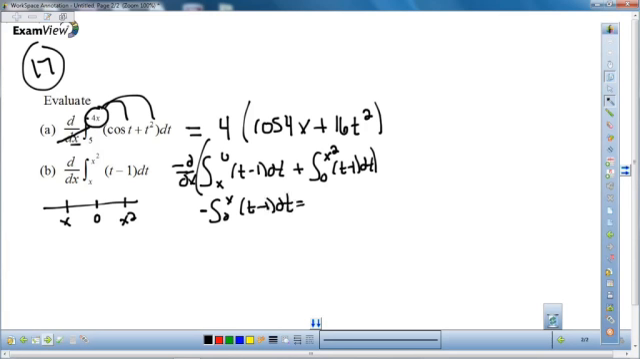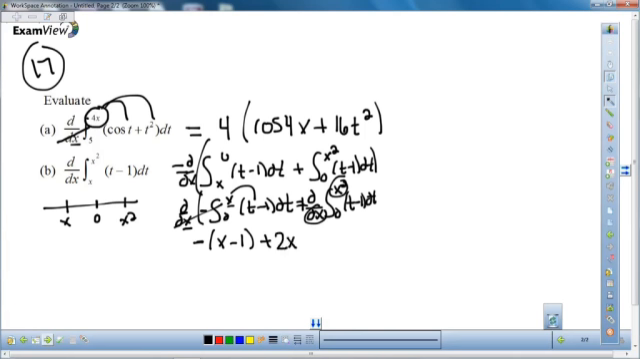In this, the derivative of an integral will cancel out. So the derivative of the integrals cancel out. My x matches, so I'm just left with negative x minus 1. Here my derivatives do not match, but all I have to do is multiply by the derivative and then substitute my x. So I get negative x plus 1 plus 2x to the third minus 2x.